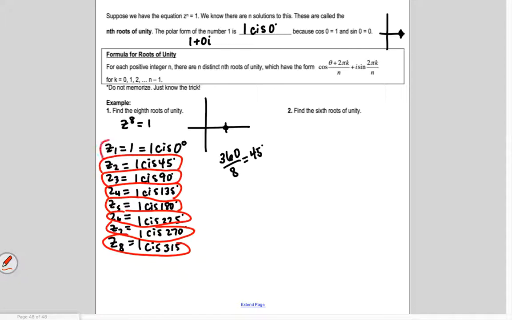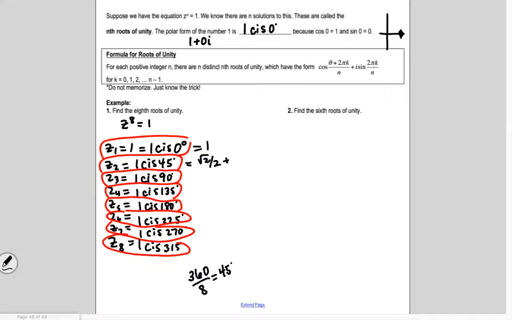Let me circle them for you. Do you see those? All of those are unit circle values: 0, 45, 90, and so on. If you wanted to write these in the other form, you could. This first one is just 1. This one, cosine of 45 is root 2 over 2, and sine of 45 is also root 2 over 2. This next one is i, because you go 1 in the i direction. This one is negative root 2 over 2 and positive root 2 over 2 i, because we're in the second quadrant.